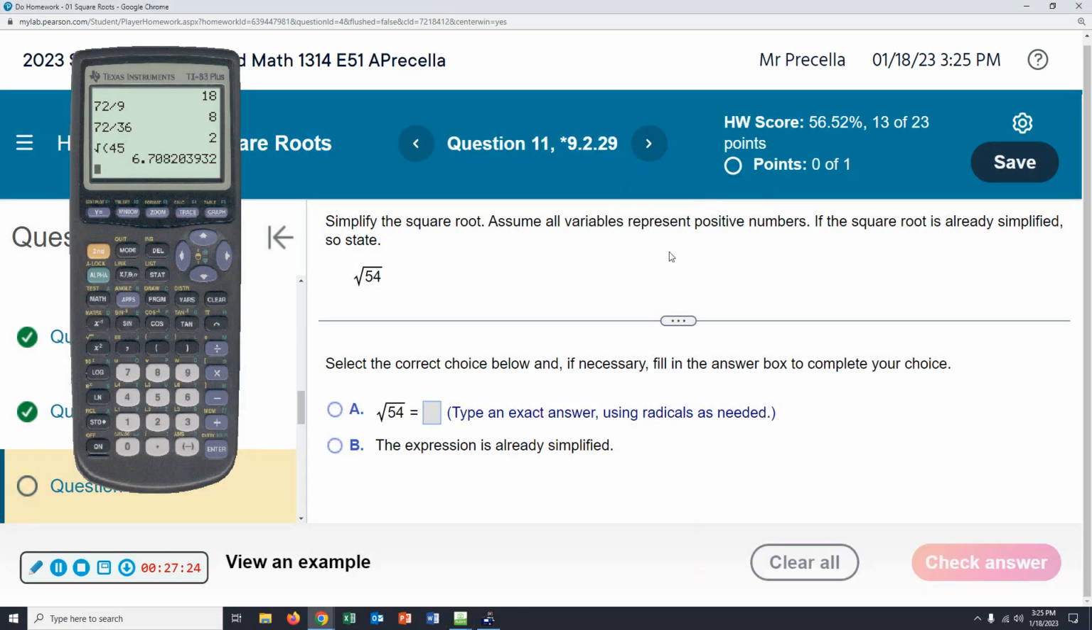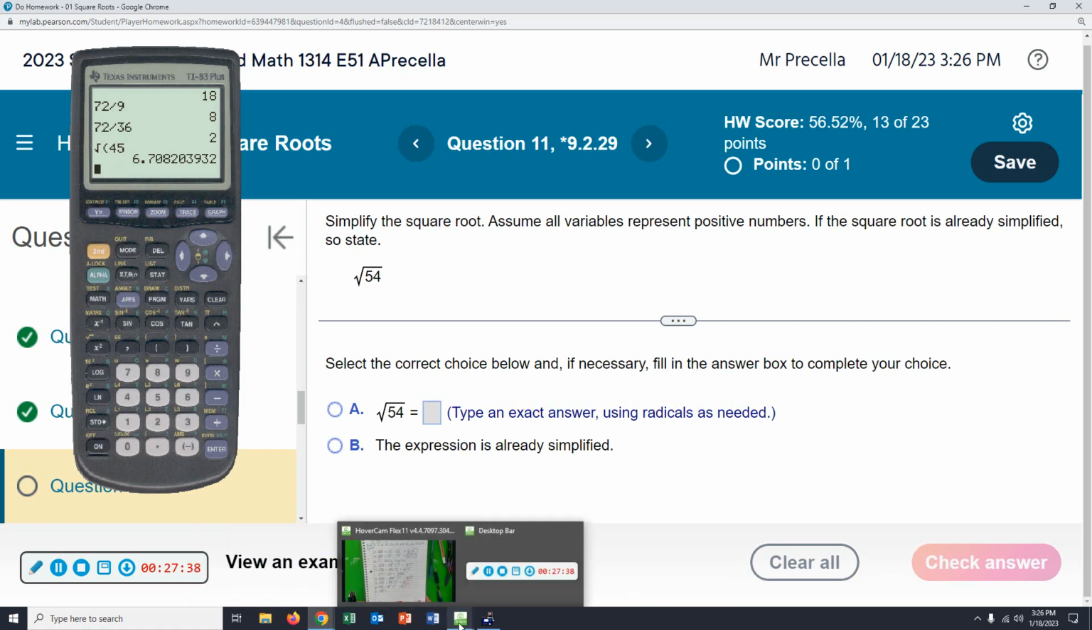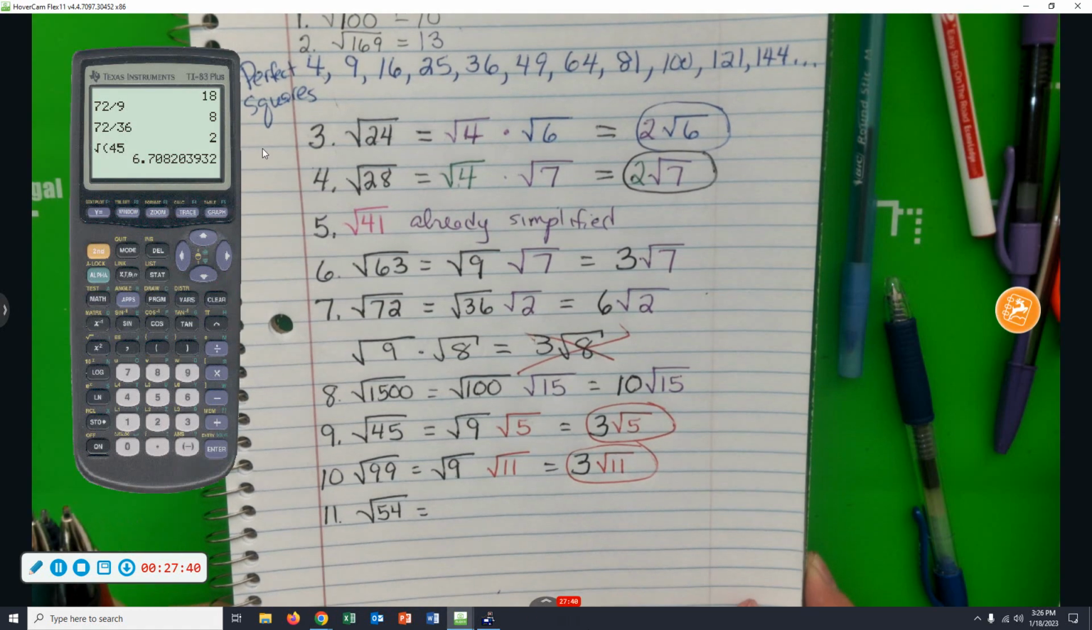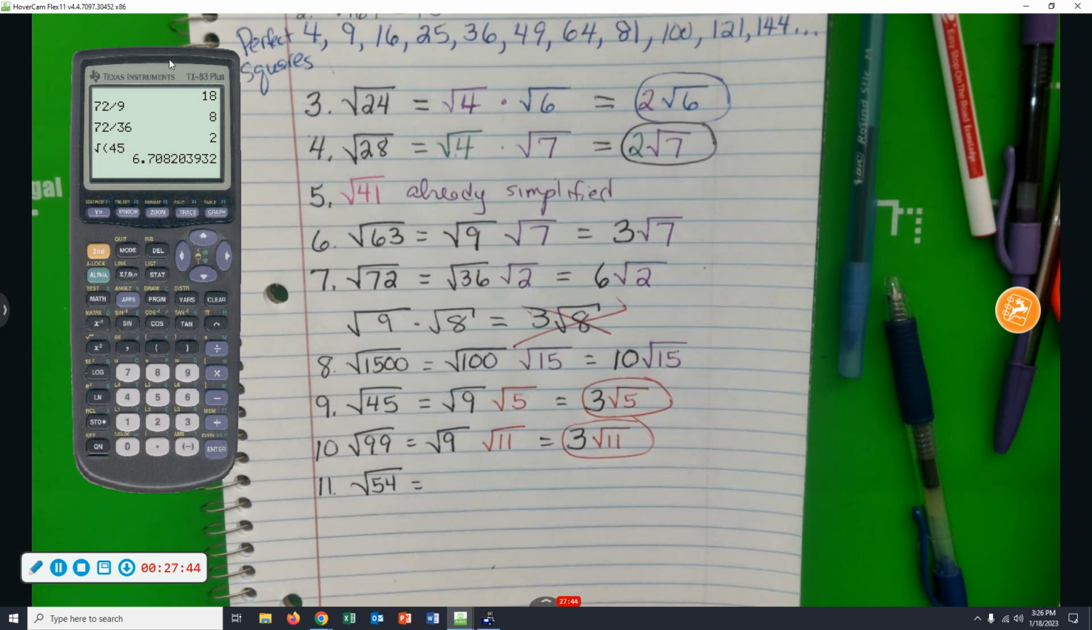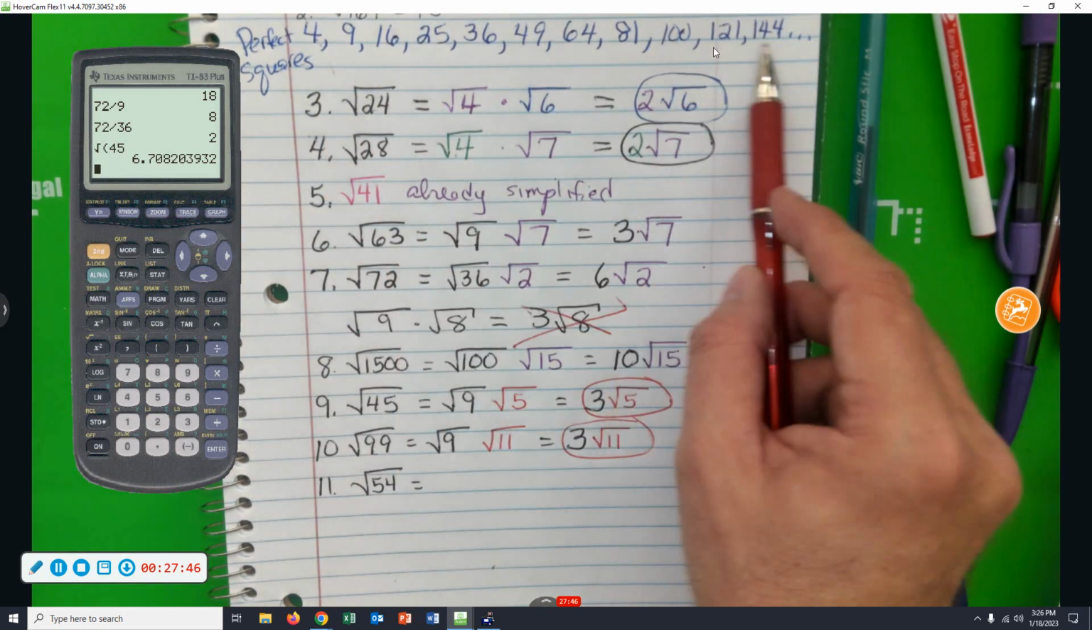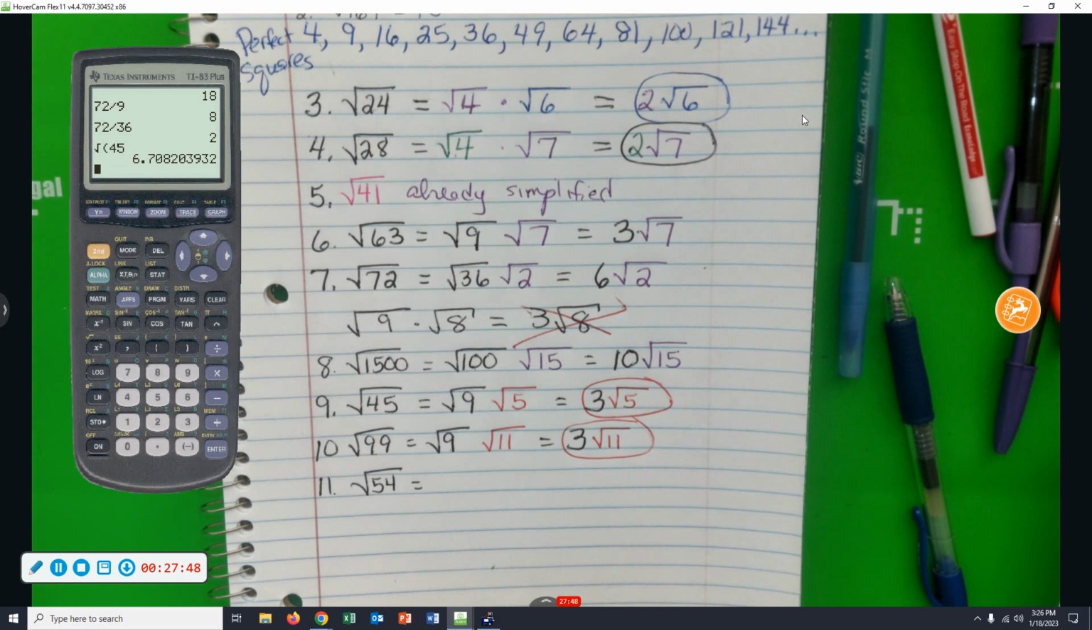Number 11. Oh, square root of 50. No, that was 45. I was about to say, wait a minute, we just did that. But the one we did was 45. This one is 54. Okay, square root of 54. The reason I'm not lifting the page up higher is I'm trying to leave these perfect squares there. So, what's the largest perfect square that divides evenly into 54?